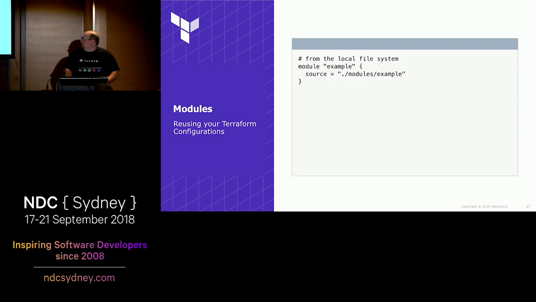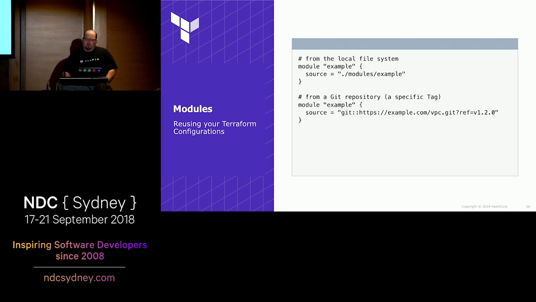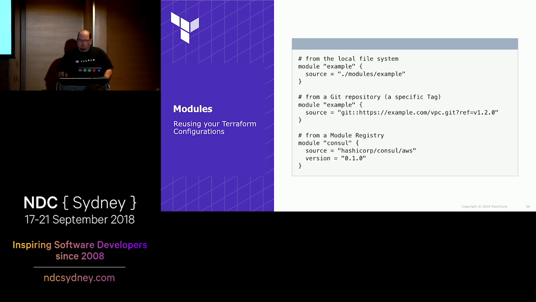So in this example, we have the module coming from a local file system. I have a folder called modules and then example. You can do the same thing from a Git tag. You can create a Git repo with Terraform files in it and reference that internally. And there's the module registry too.